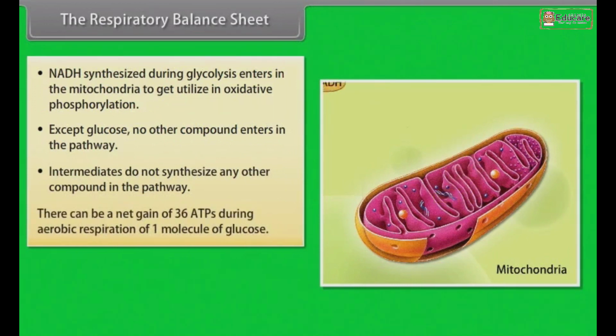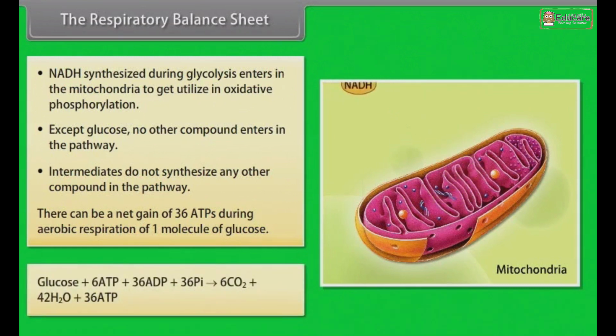There can be a net gain of 36 ATPs during aerobic respiration of one molecule of glucose. Glucose plus 6 O2 plus 36 ADP plus 36 Pi gives 6 CO2 plus 42 H2O plus 36 ATP.